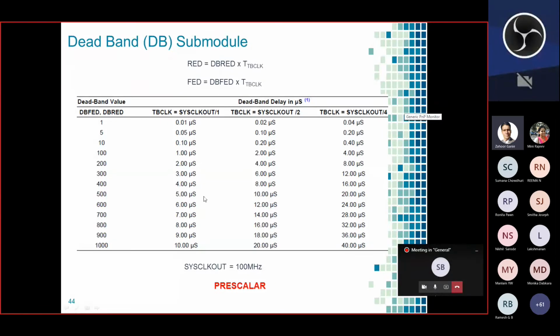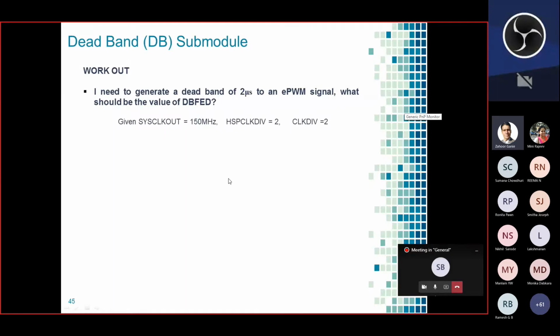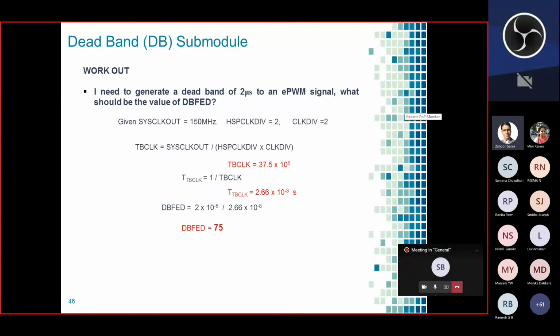So these are some calculations for rising edge delay and falling edge delay. It also depends on the system clock frequency or the prescaler, what I said. When you divide with a prescaler, the delay will change. So for that I have given a sample calculation here.